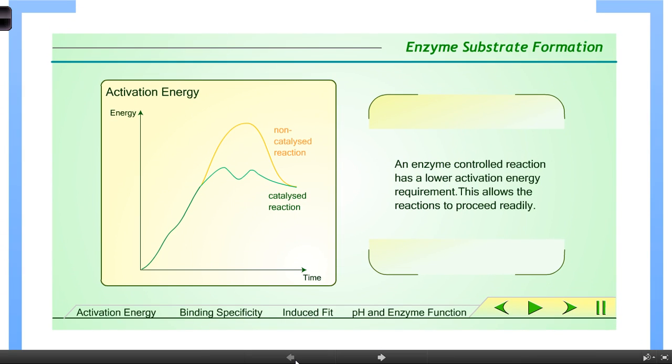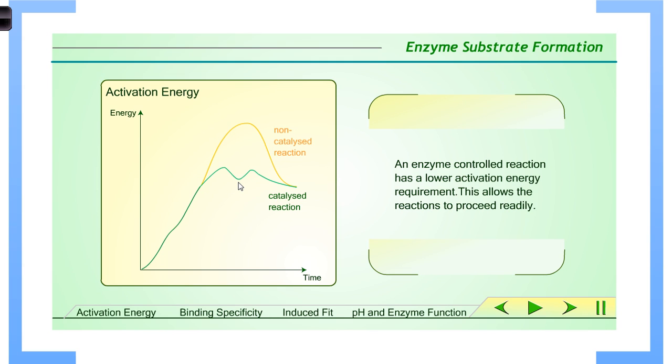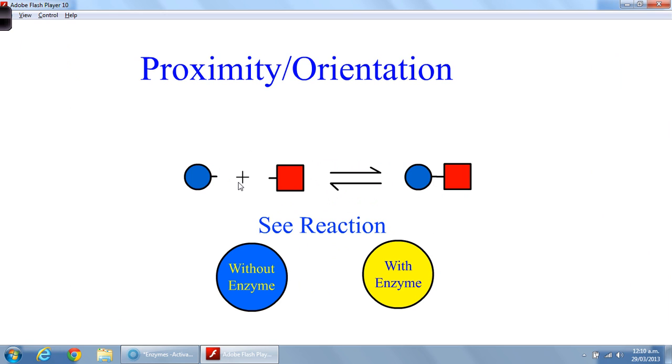So, back to my activation energy. Essentially what an enzyme does is lower the activation energy. It lowers the amount of energy that is required to get a reaction to occur. So it lowers the amount of energy that we require for a reaction to occur. And let's look a little bit at how it can actually do that. How can it lower the energy that's actually required?